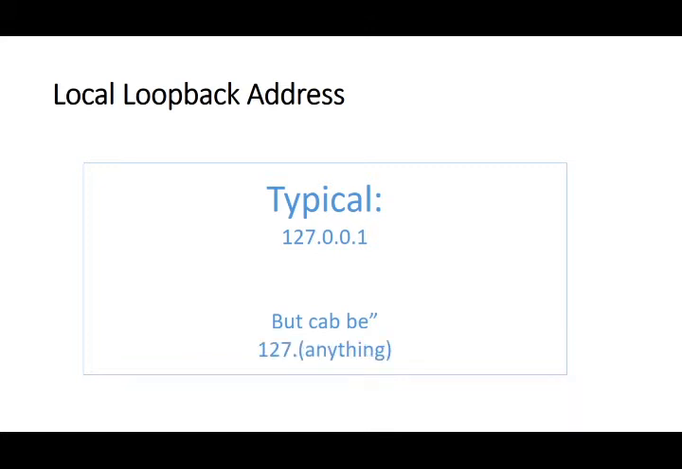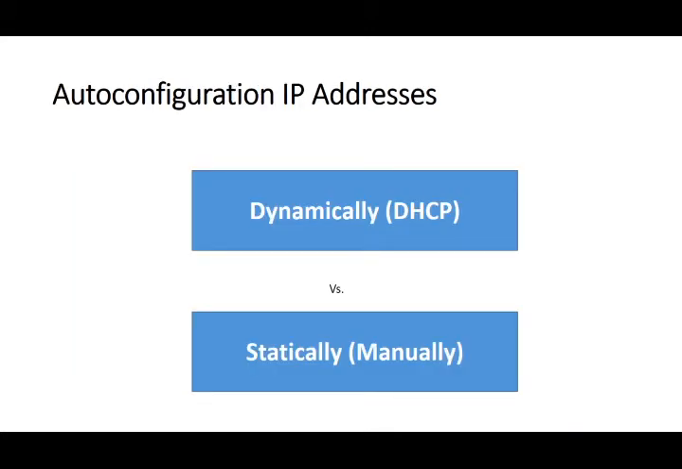Finally, we have the auto configuration IP address. When we put an address on our host, we either do it dynamically through a protocol known as DHCP, or we statically or manually assign IP addresses. Although this doesn't scale very well, in some cases host devices are not going to be configured manually, and we don't have DHCP in place.